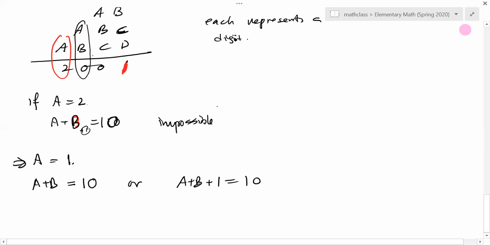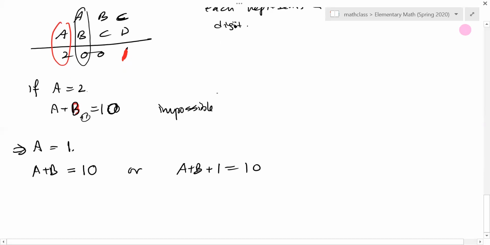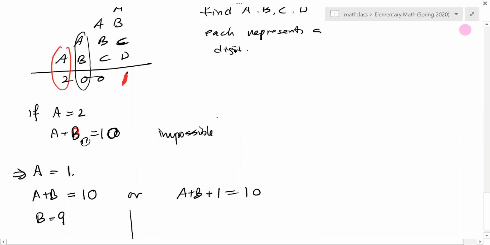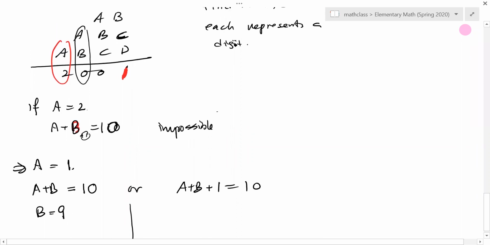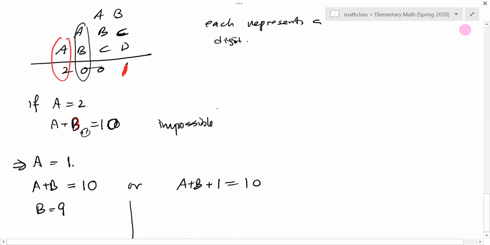Okay, must be 10. Now there's a possibility of A plus B plus another number from the previous one, right? There's a contribution from A plus B plus C there. So let's work it out here. If A plus B is 10, then B is going to be 9. Looks good, right? Step by step, okay? So B is 9. Let's try to find out if we have a solution.